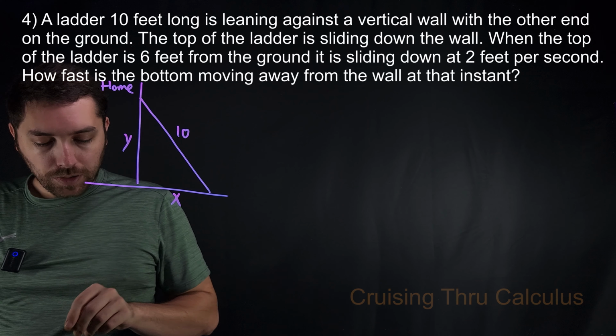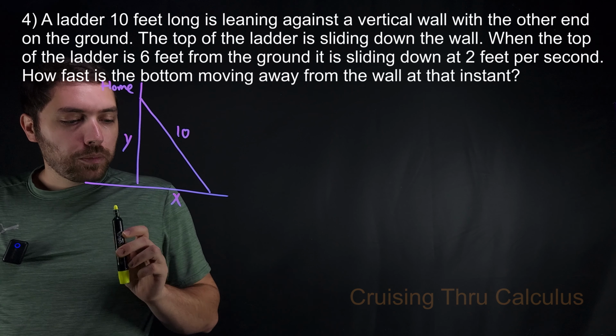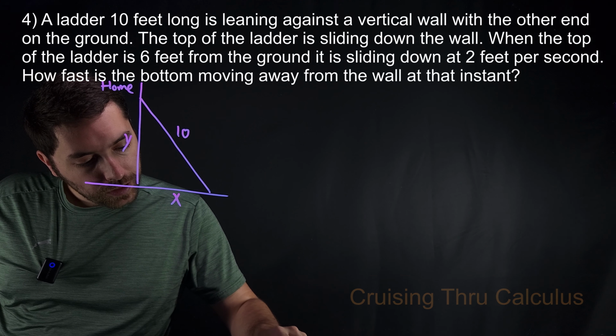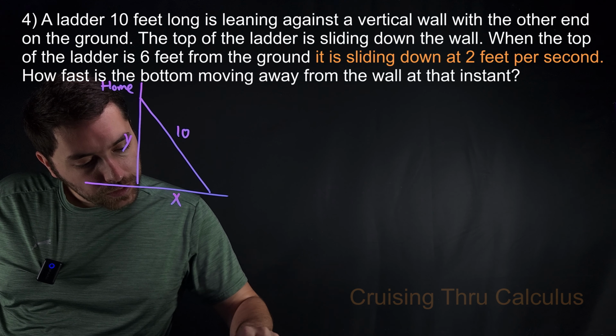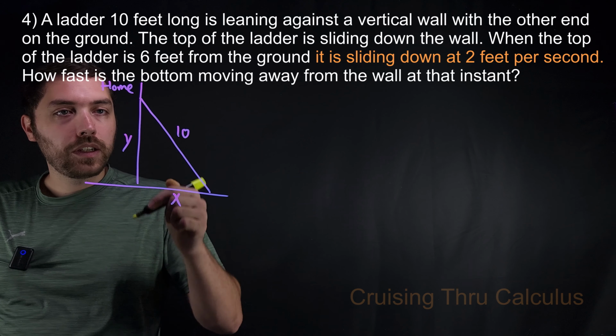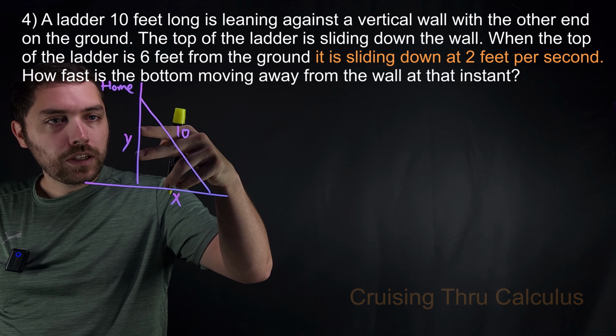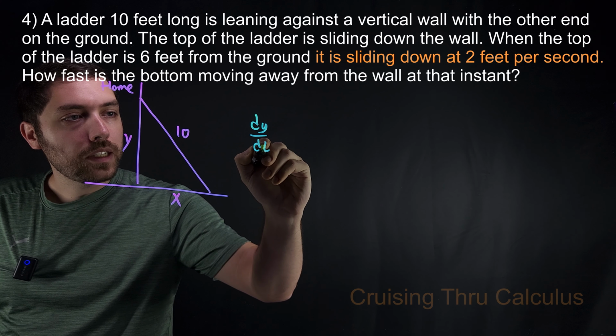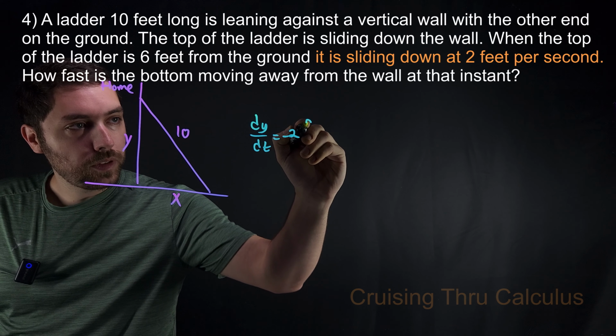Now it's time to start writing out everything we know. For instance, the problem tells us that the rate, let's see here, it says the ladder is sliding down at 2 feet per second. So that means this distance here is decreasing because it's going down, or in other words, dy/dt is -2 feet per second.